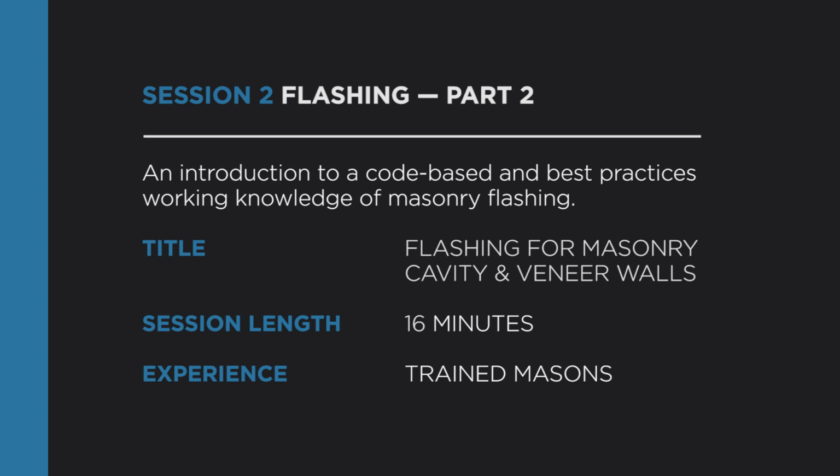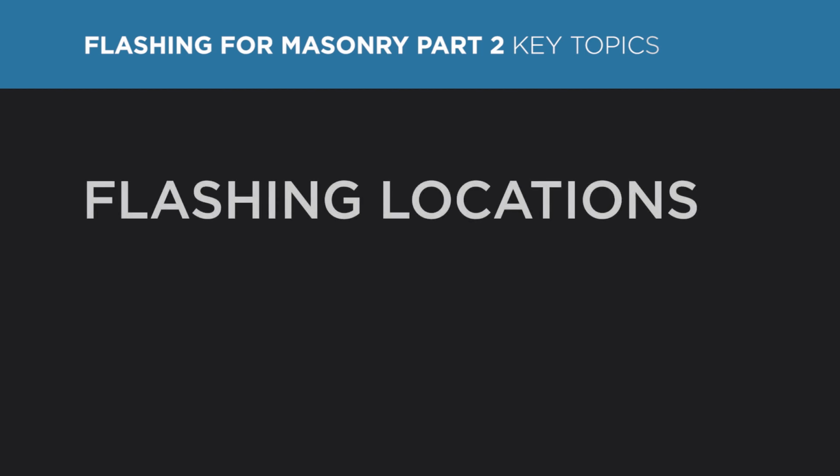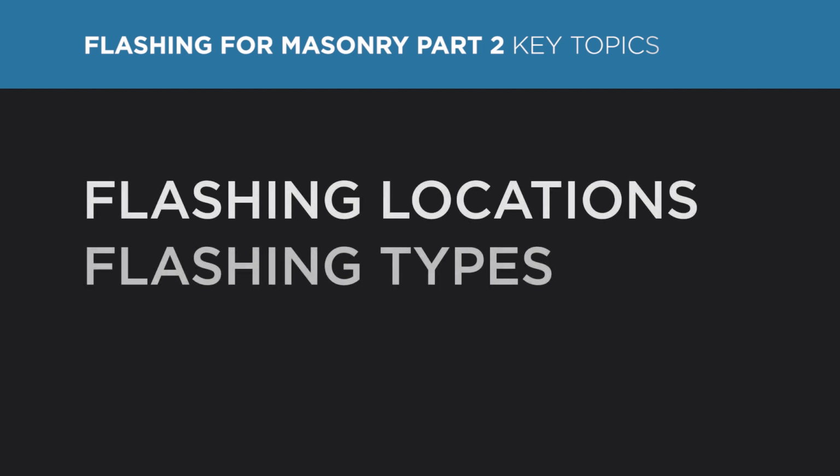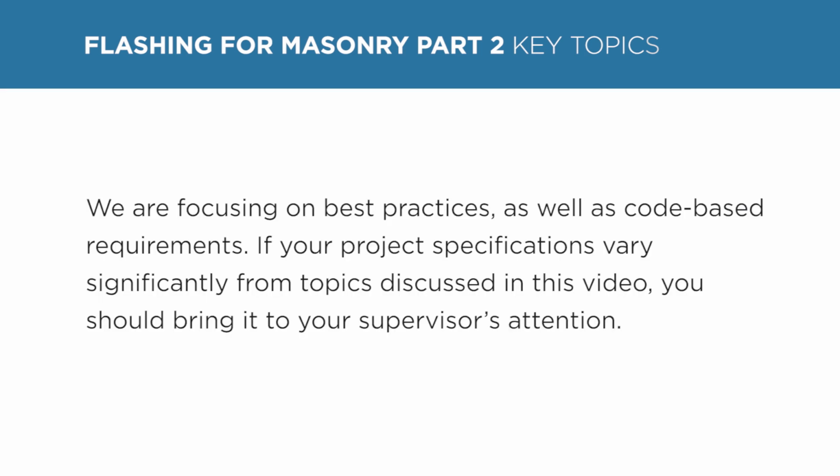The goal of this series of learning modules is to educate you, the mason, in identifying areas that require flashing, the types of flashing typically used for masonry construction, and general guidelines for proper flashing installation. We are focusing on best practices as well as code-based requirements.